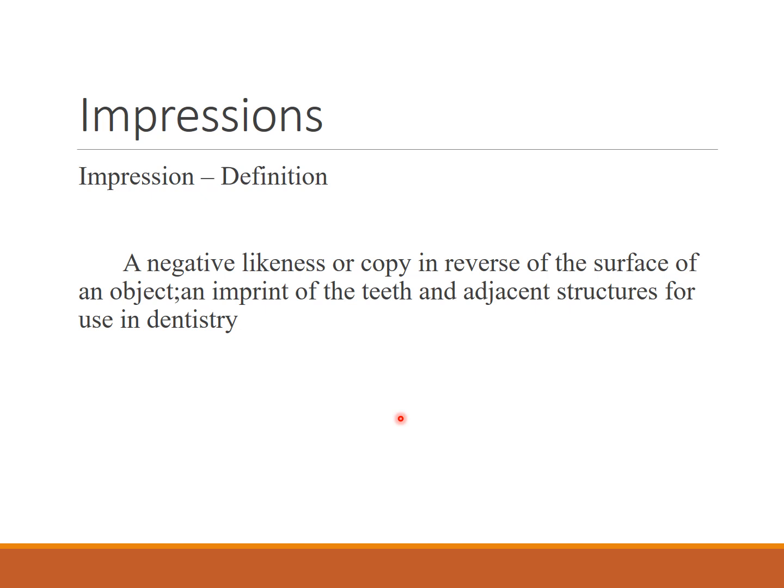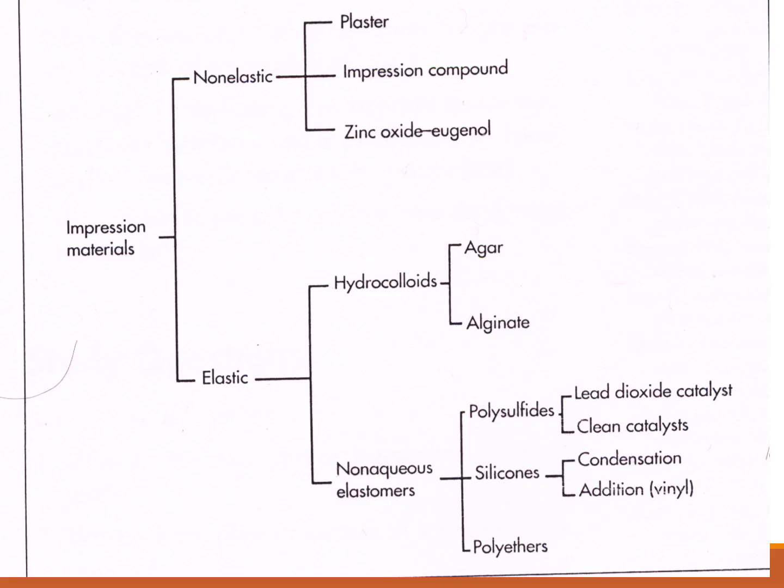Now we'll come to the impressions in the RPD. The definition of an impression is a negative likeness or copy in reverse of the surface of an object, an imprint of the teeth and adjacent structures for use in dentistry. Impression materials are non-elastic and elastic. In non-elastic, there are impression compound, zinc oxide eugenol. In elastic, you have hydrocolloids: agar, alginate.